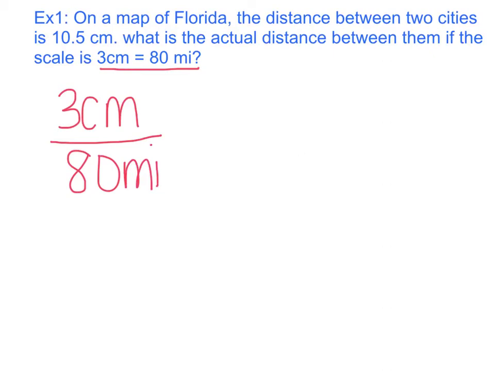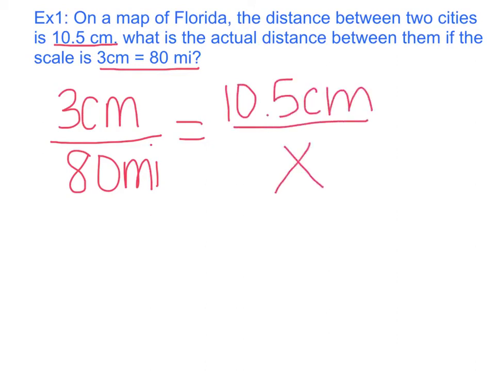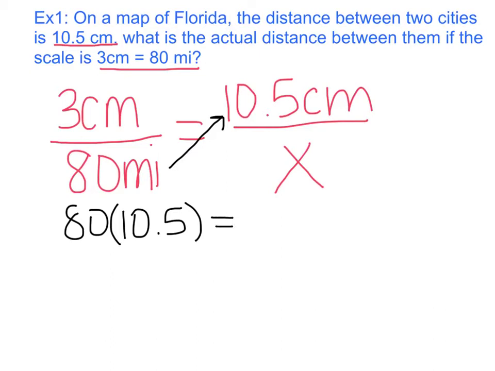We are now going to set that for what we know. We know that the distance between the two cities we are looking for is 10.5 centimeters. So we are going to put that on the top. Now the part of the proportion we are trying to find is on the bottom for x. In order to find that, we will cross multiply and say 80 times 10.5 equals 3 times x.